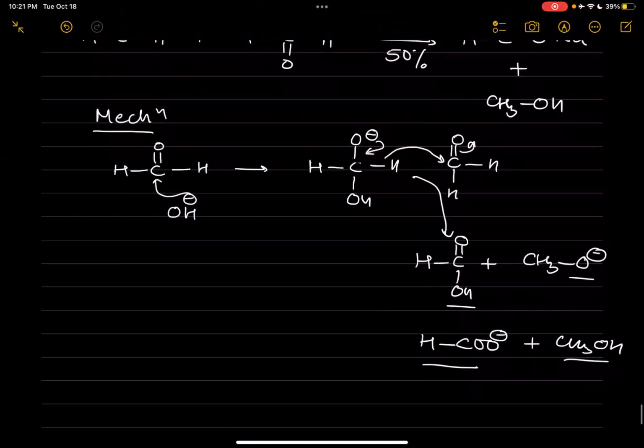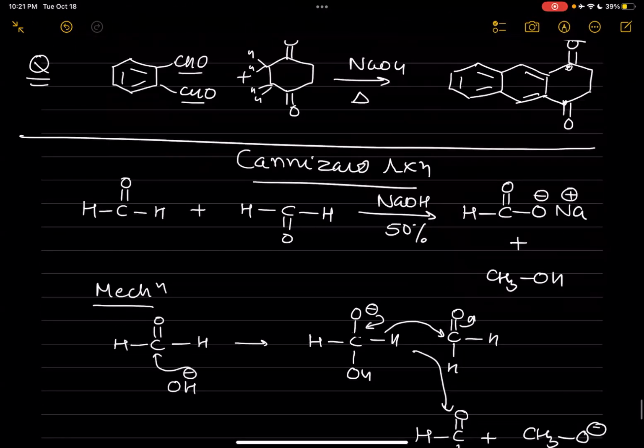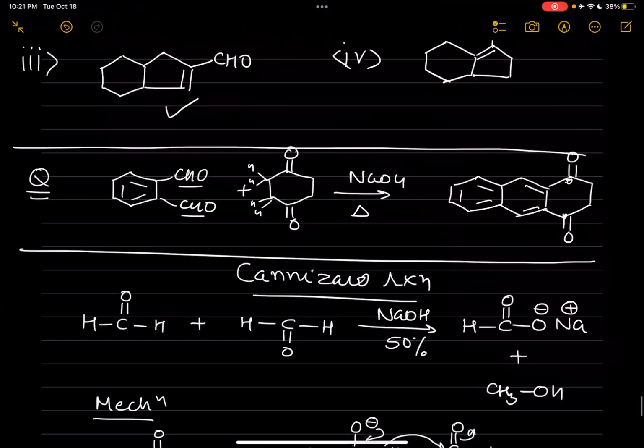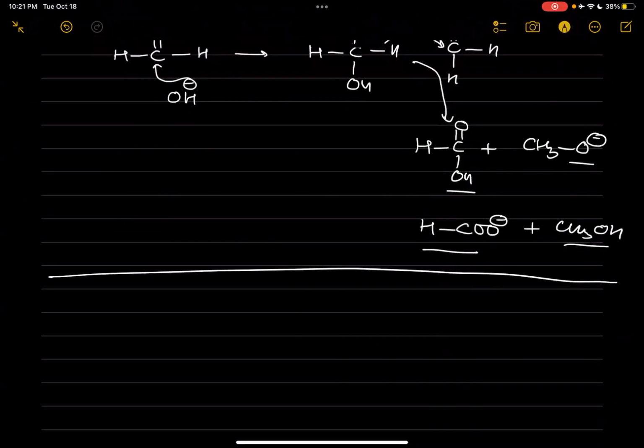This is Cannizzaro reaction. Suppose you take two different aldehydes and both of them do not contain any alpha hydrogen, then only Cannizzaro. But if any one of them contains alpha hydrogen, then it is not Cannizzaro. Is it clear?